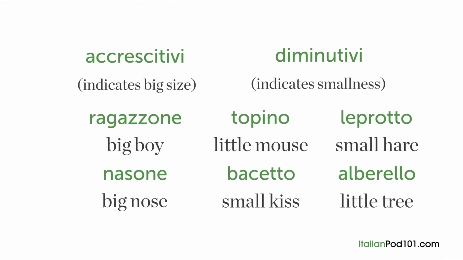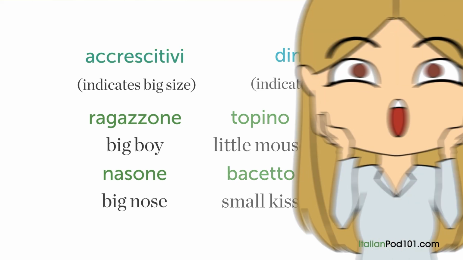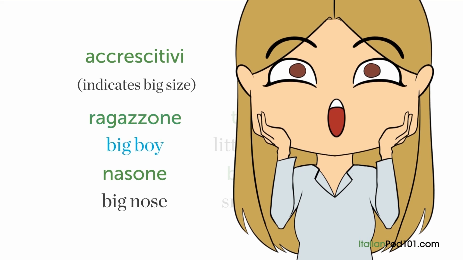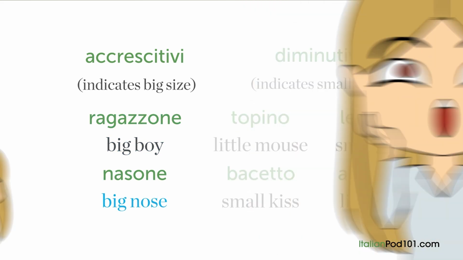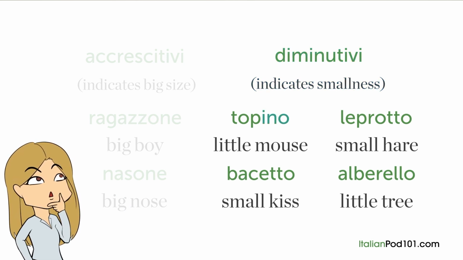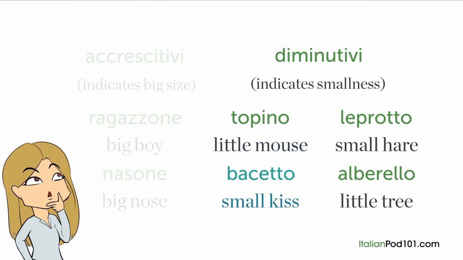To describe the aspect of something, you can use accrescitivi and diminutivi. Accrescitivi indicate a big size. The most common suffix is one. For example, ragazzone, big boy, nasone, big nose. Diminutivi indicate smallness. Common suffixes are ino, etto, otto, ello. For example, topino, little mouse, bacetto, small kiss, leprotto, small hare, alberello, little tree.